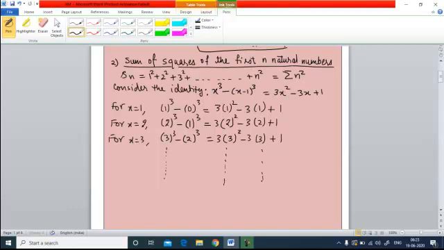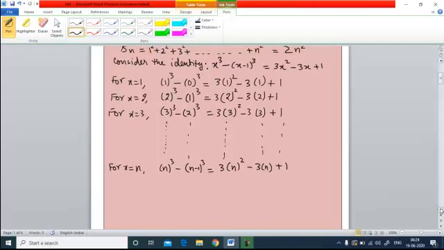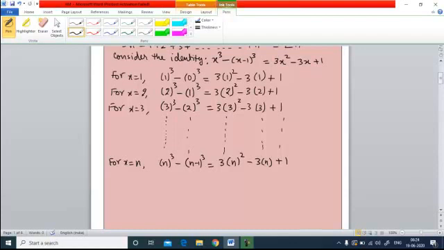So if we do so, for x is equal to n, writing for that now, we get the left hand side as cube of n minus cube of n minus 1, which is equal to 3 times square of n minus 3 times n plus 1. So you can see we have assigned all the values to x starting from 1 to n. So all these natural numbers are being assigned to x.